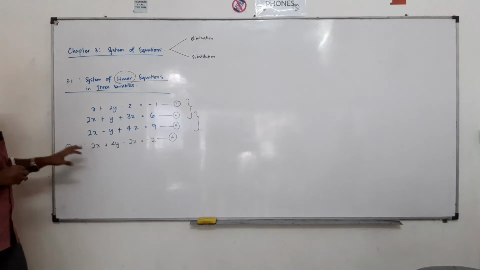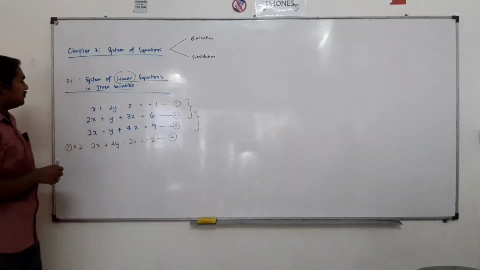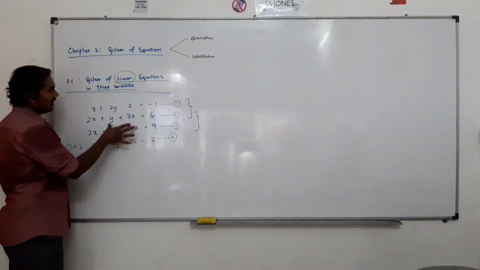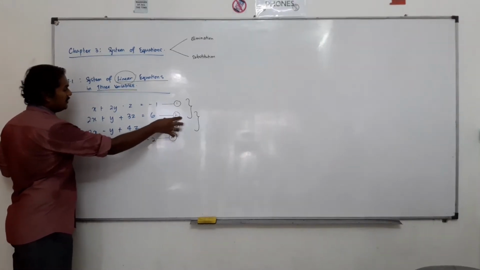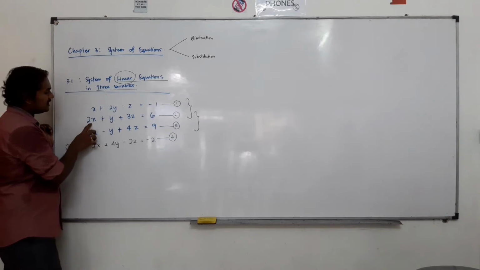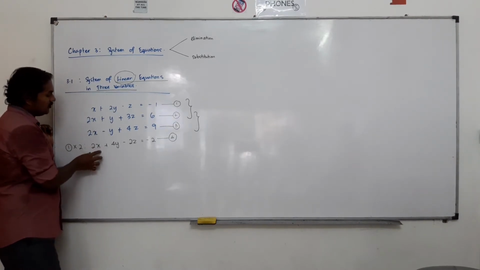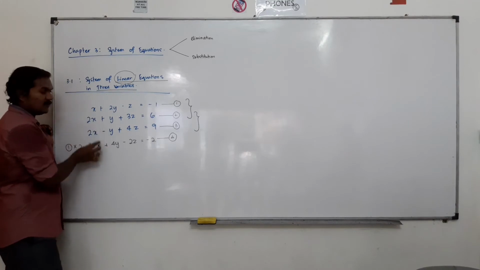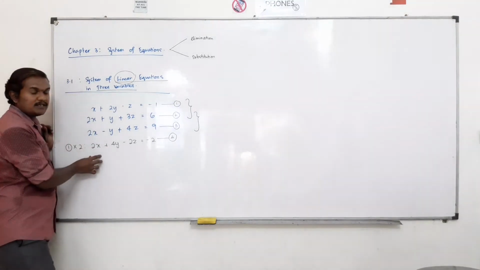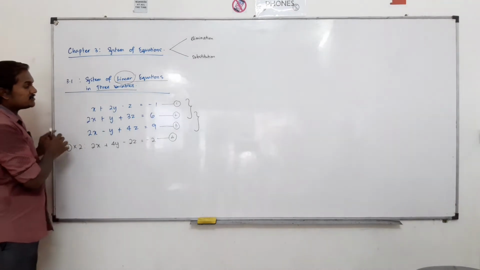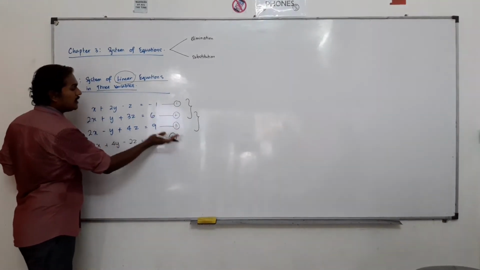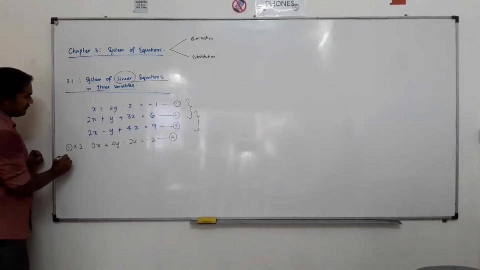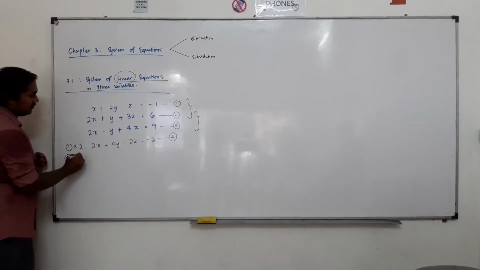After naming equation 4, we are going to compare this equation 4 and equation 2. If you compare equation 4 and 2 here, you can see 2x and 2x have the same values. If 2x and 2x have the same value, we can subtract the equations to cancel off the x. So I will do either 4 minus 2 or 2 minus 4. In this case, I am taking equation 4 and subtracting equation 2.